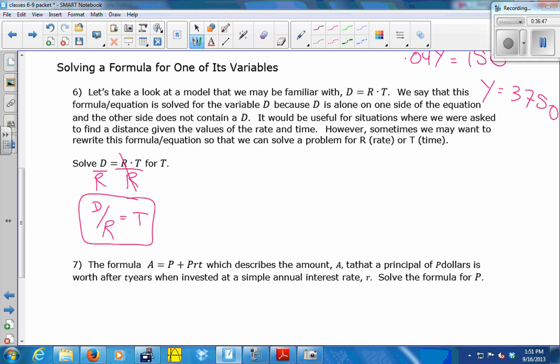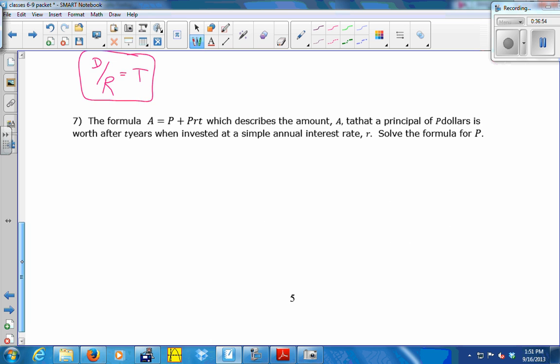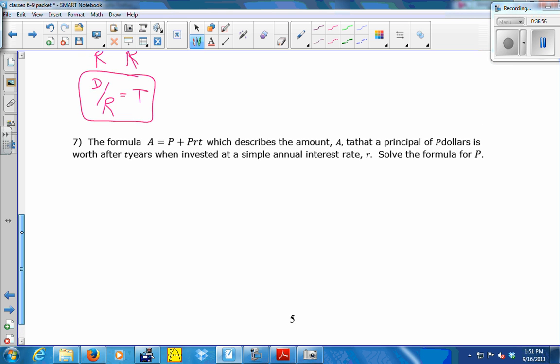Not so tricky, right? Just pretend all the other letters are numbers. Do the same stuff, same thing. All right, so here is a trickier one, though.